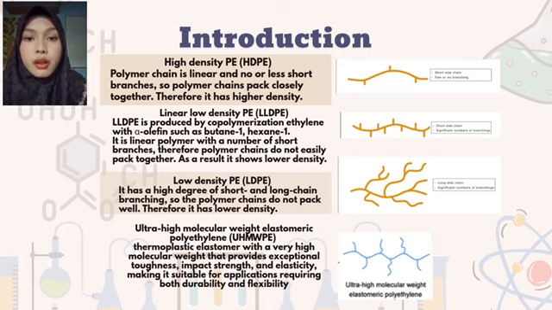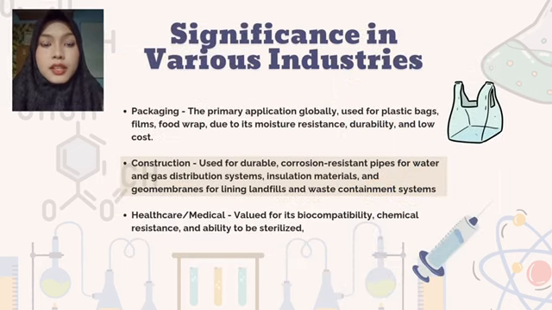Lastly, ultra-high molecular weight polyethylene, UHMWPE. A thermoplastic with a very high molecular weight that provides exceptional toughness, impact strength, and elasticity, making it suitable for applications requiring both durability and flexibility.